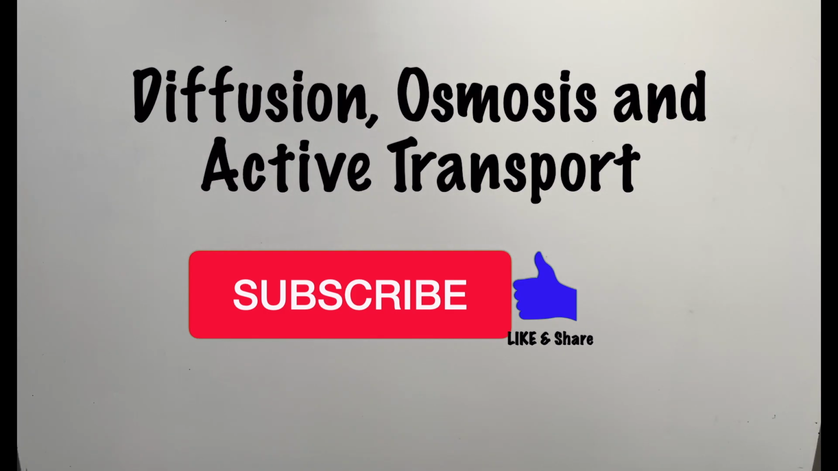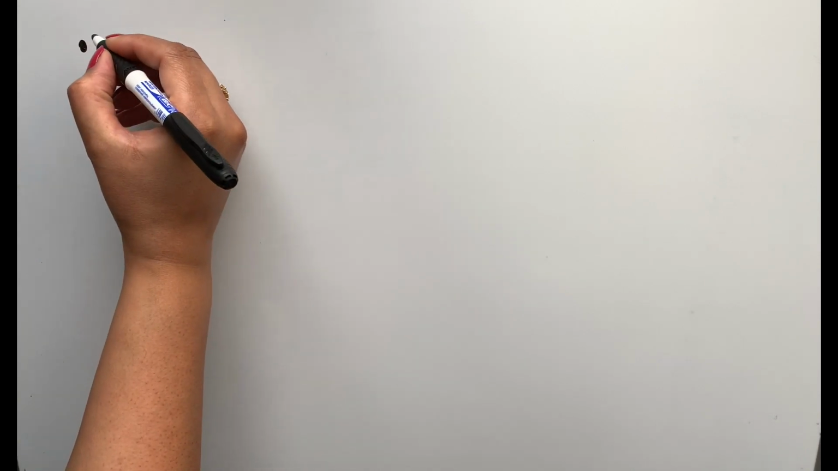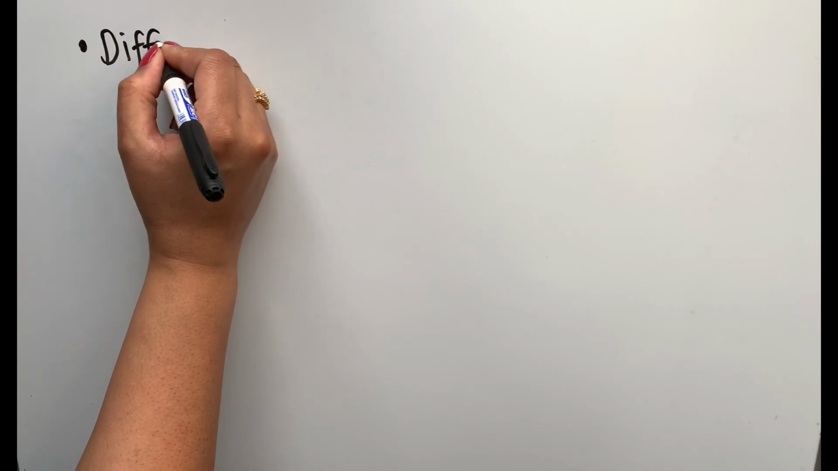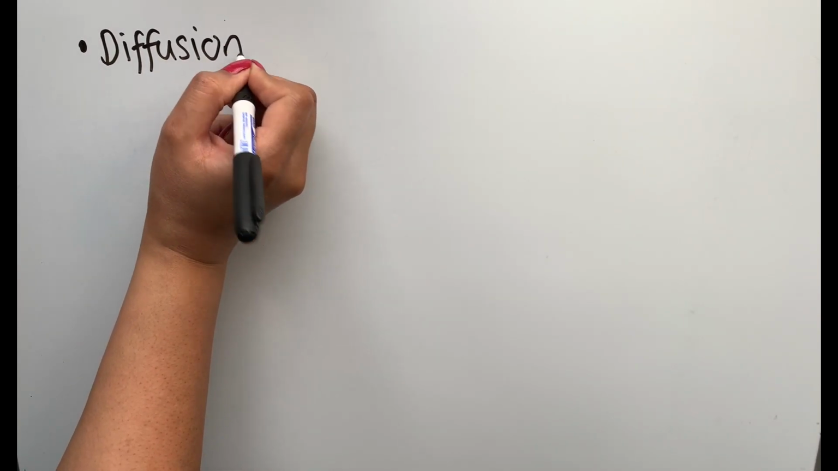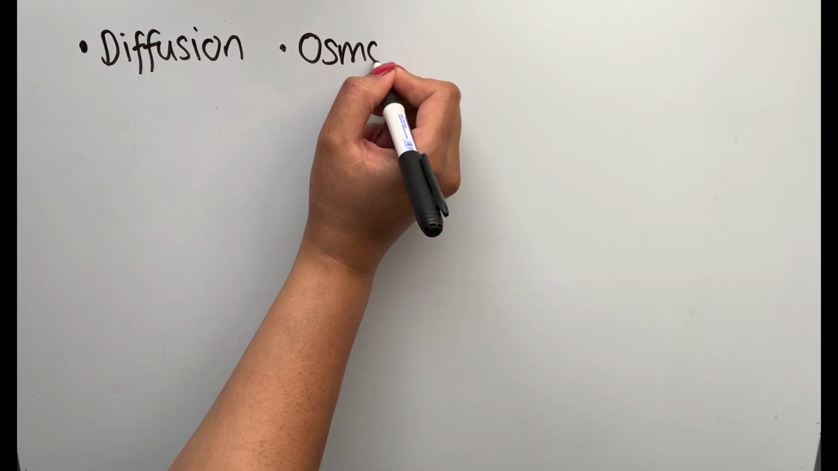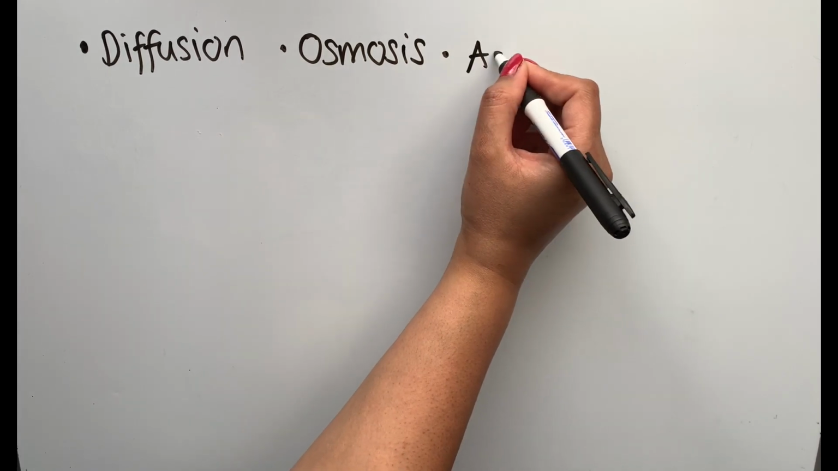In this session, we're going to be looking at the movement of substances in and out of cells. The three things that we will be considering would be, firstly, diffusion, secondly, osmosis, and thirdly, active transport.